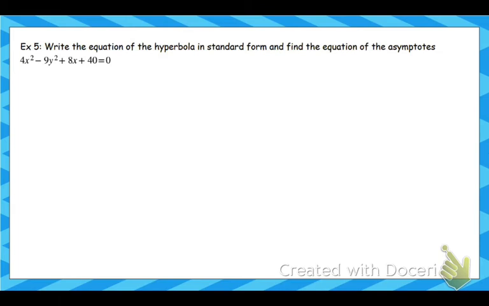So I'm going to start by rewriting it to put my x's together and to put my y's together. Well, there's only one y, so this one actually isn't that bad. And move the number to the other side. There's a number in front of my x, so I need to factor it out. And then I leave my blank.